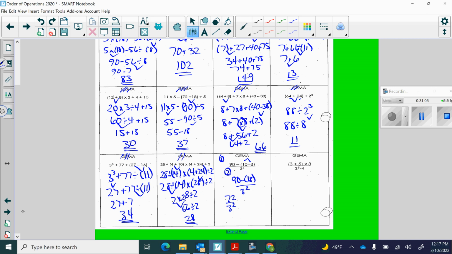So we're now done with the top. We go to the bottom. Again, go through the bottom. We only have one thing, it's just our exponent. So I rewrite that one as 72 divided by 3 times 3 is 9. 72 divided by 9 gives us an answer of 8.